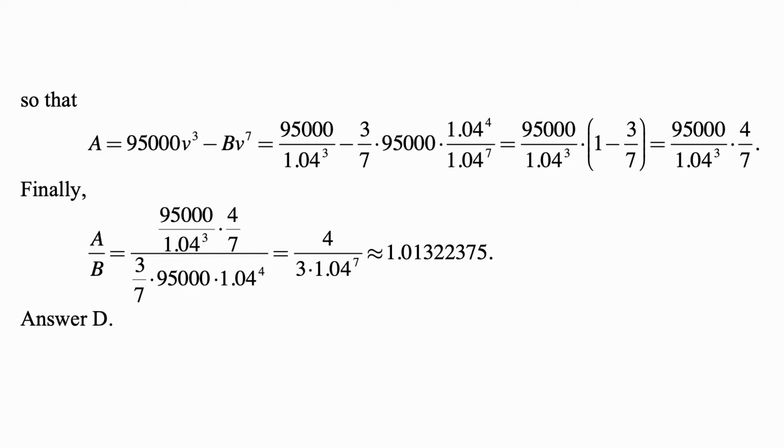If we factor out 95,000 over 1.04 cubed, then that's multiplied by 1 minus 3/7. So that becomes 95,000 over 1.04 cubed times 4 over 7. And the ratio of A over B is then equal to 95,000 over 1.04 cubed times 4 over 7, divided by 3/7 times 95,000 times 1.04 to the 4th. After we cancel things out, that's equal to 4 over 3 times 1.04 to the 7th. And that's approximately 1.3322375, which is answer D.